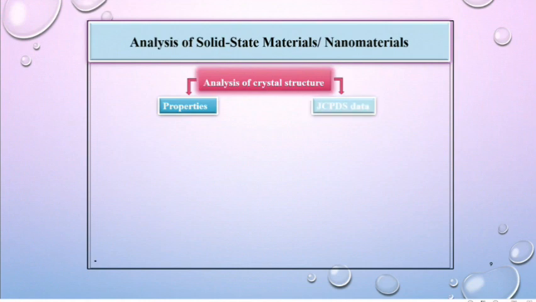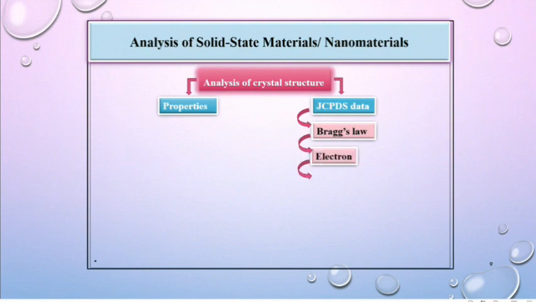The most commonly used database for the identification of crystal structure is the Joint Committee on Powder Diffraction Standards, that is the JCPDS data system. The principle of XRD is based on the well-known Bragg's law. When an X-ray beam hits an atom, the electrons around the atom start to oscillate with the same frequency as the incoming beam. In almost all directions, destructive interference takes place. That is, the combining waves are out of phase and there is no resultant energy leaving the solid sample.